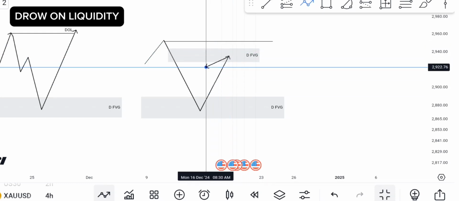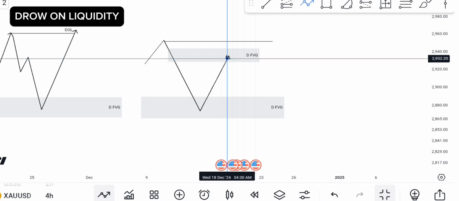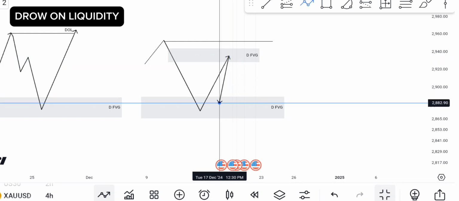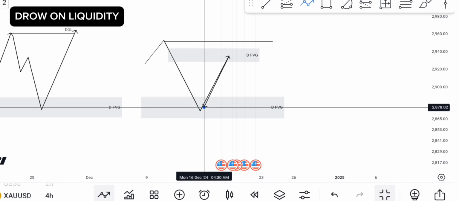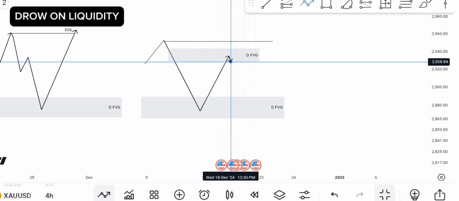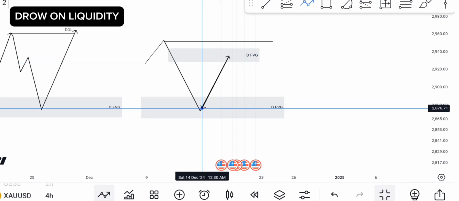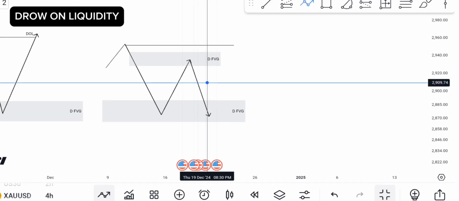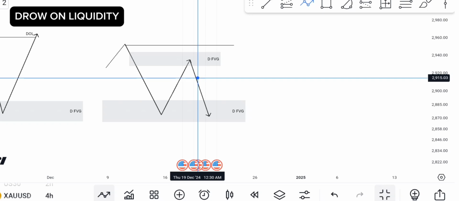Because there is another daily fair value gap, price will stop here, and slowly it will go down here, and this swing low will be, according to the daily fair value gap, your draw on liquidity. So basically, a fair value gap works as a bouncing zone, you can simply call it.